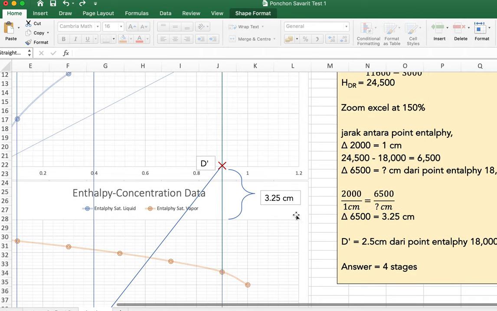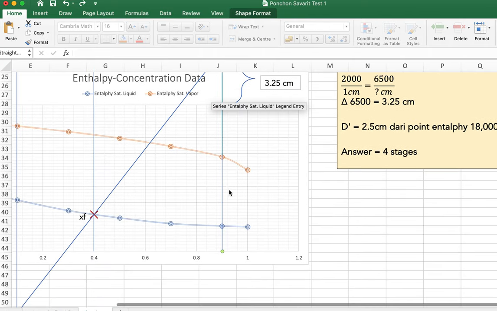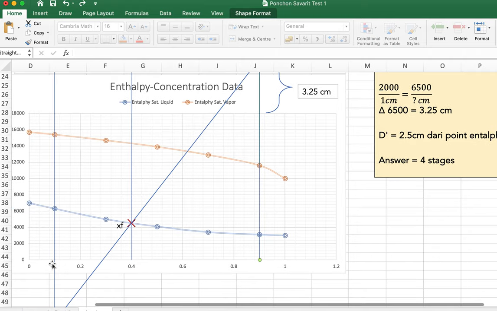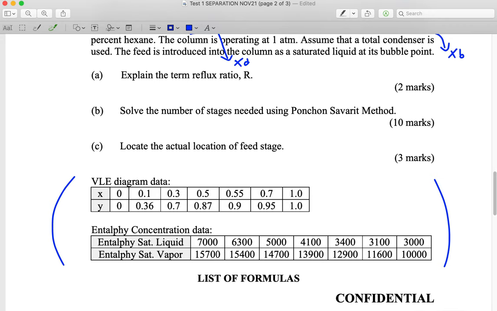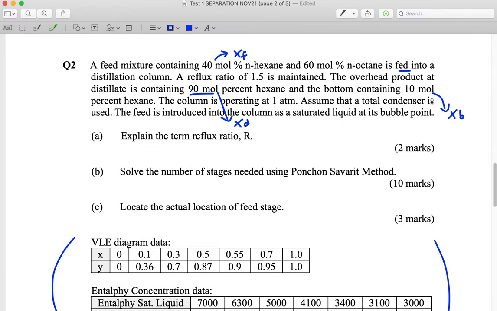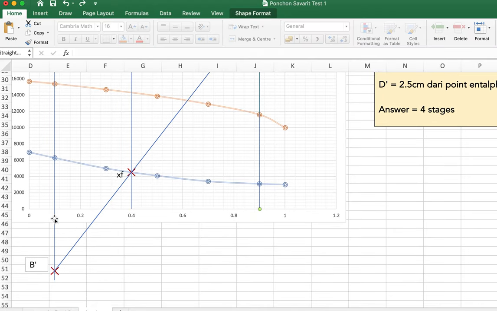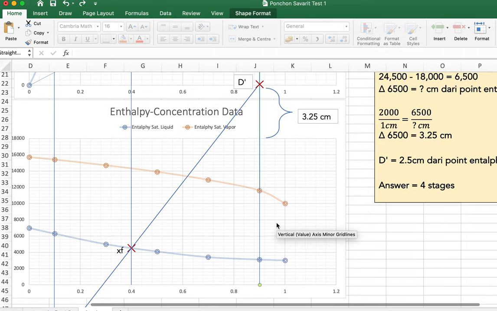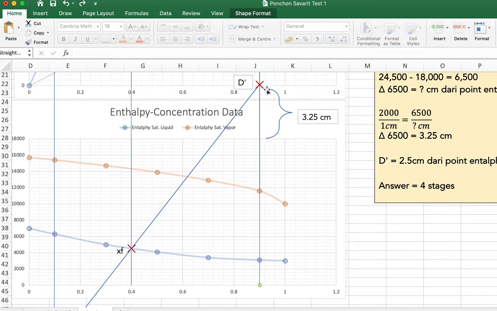So to determine the point D prime, firstly you need to draw the vertical line first lah. So right now our question is giving us the three vertical lines. XB is at 0.1, and then our XF 0.4, and our XD is 0.9. So I already made the vertical line here at 0.1. 0.1 is basically in the middle lah, between 0 and 0.2. And then 0.4 and lastly 0.9. So the point D prime must be at the XD vertical line.